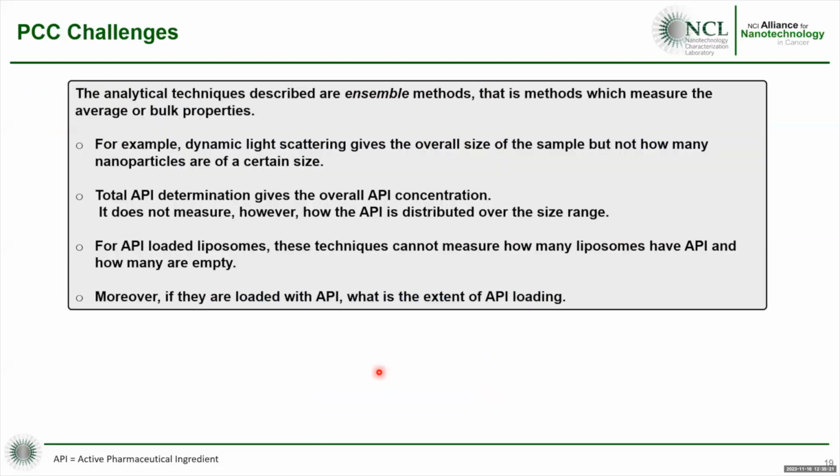However, everything I described so far are ensemble methods, that is, they measure the average or bulk properties, which is fine. But for example, DLS cannot give the overall size of a sample, but it can tell you how many particles of a certain size. If we're looking at total API, or active pharmaceutical ingredient, let's say a drug, for example, it gives us the overall drug concentration, but it does not measure how the API is distributed over the size range. We can do this using AF4 and collecting peaks, right? However, it cannot tell me how many liposomes have API or how many are empty.